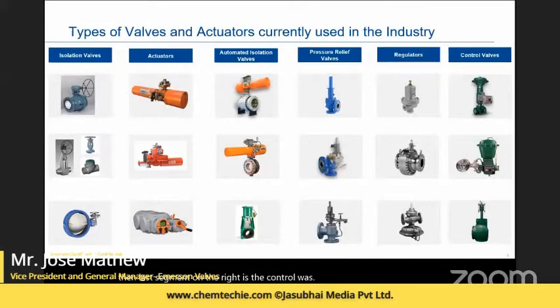This could be throttling process fluid, either for pressure control or temperature control or flow control. Again, there are different types of control valves: globe, rotary, ball, butterfly, segmented ball, and also large angle valves. So different types of valves are used for different functions and purposes in the process industry.